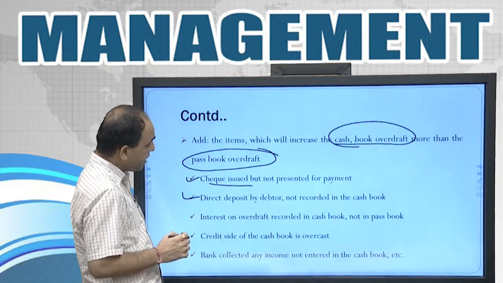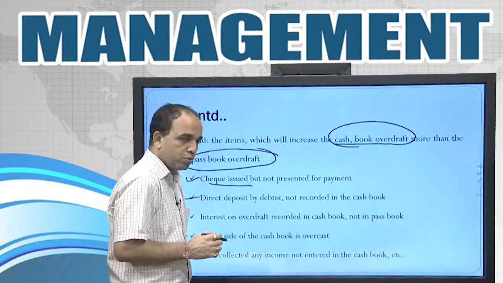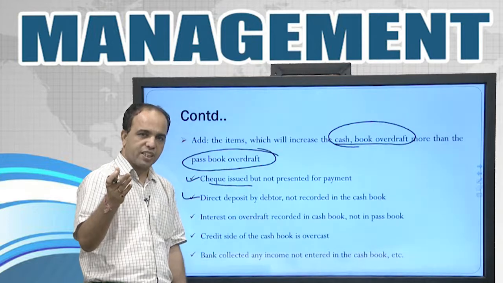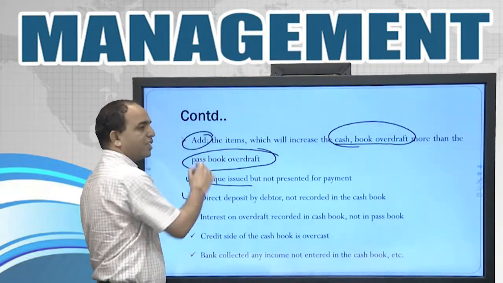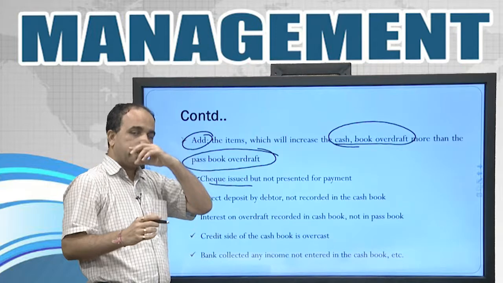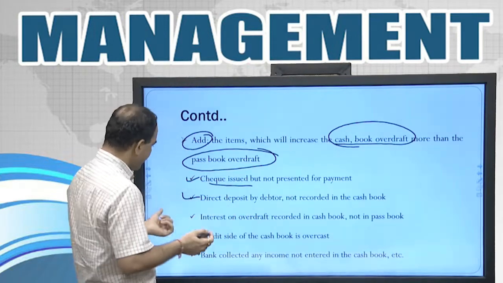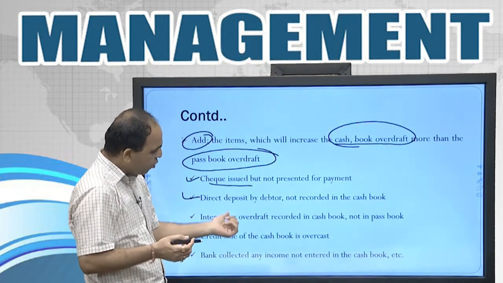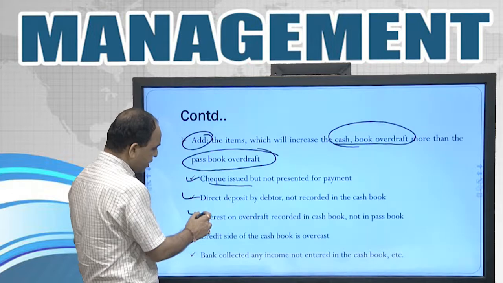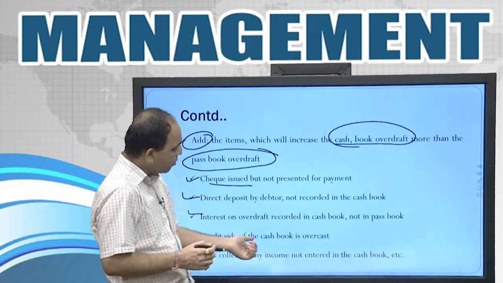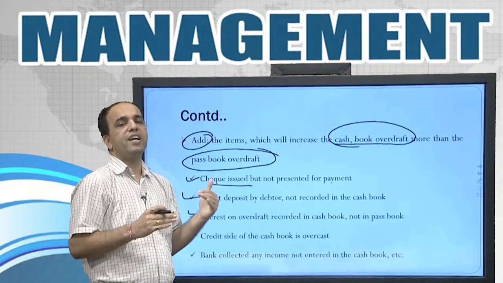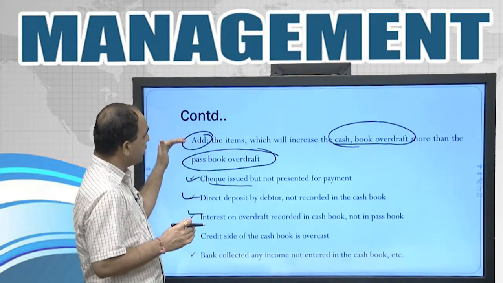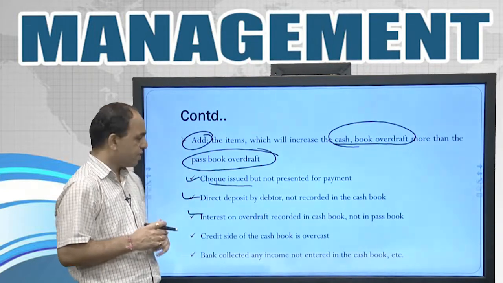Direct deposit by debtors not recorded in the cash book. If direct deposit by debtors is given, it means it will increase our bank balance, which will ultimately reduce the bank overdraft. Interest on overdraft recorded in cash book but not in passbook, that is also very common. Credit side of the cash book is overcast. If it is overcast, we have to add it if we have started with the overdraft.